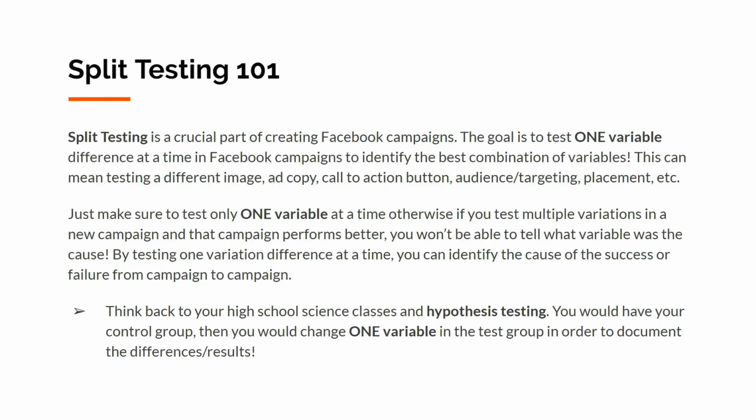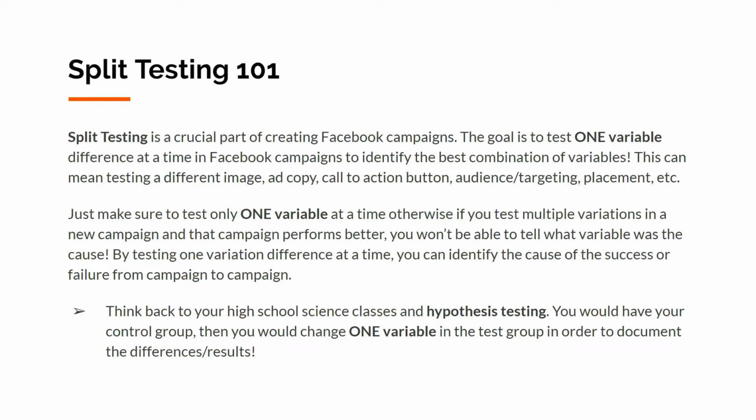Split testing is a crucial part of creating Facebook campaigns. The goal is to test one variable difference at a time in Facebook campaigns to identify the best combination of variables. This can mean testing a different image, ad copy, call to action button, audience or targeting, placement, and so on. Just make sure to test only one variable at a time.